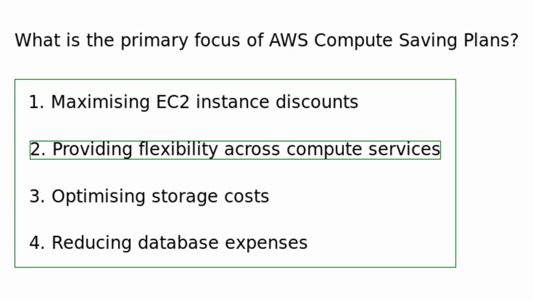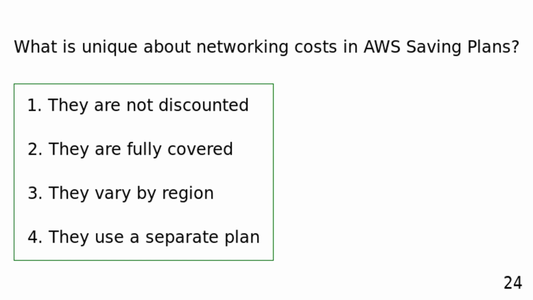The primary focus of compute saving plans is to provide flexibility across AWS compute services, allowing savings on EC2, ECS, EKS, and Fargate. What is unique about networking costs in AWS saving plans? They are not discounted. They are fully covered. They vary by region. They use a separate plan.